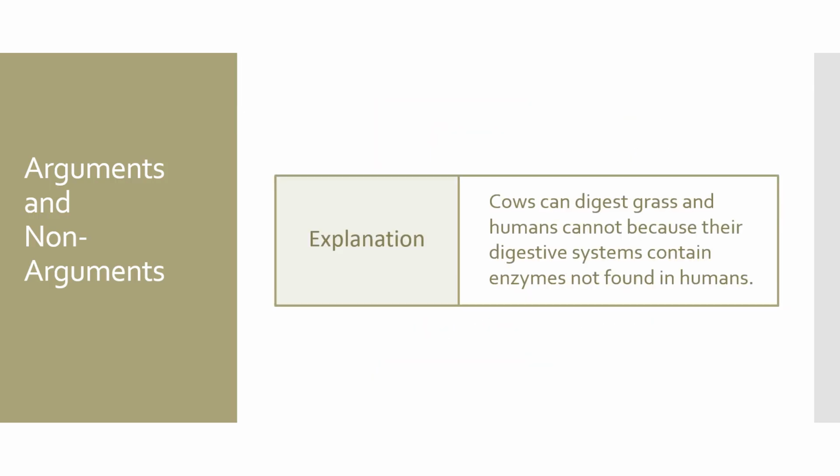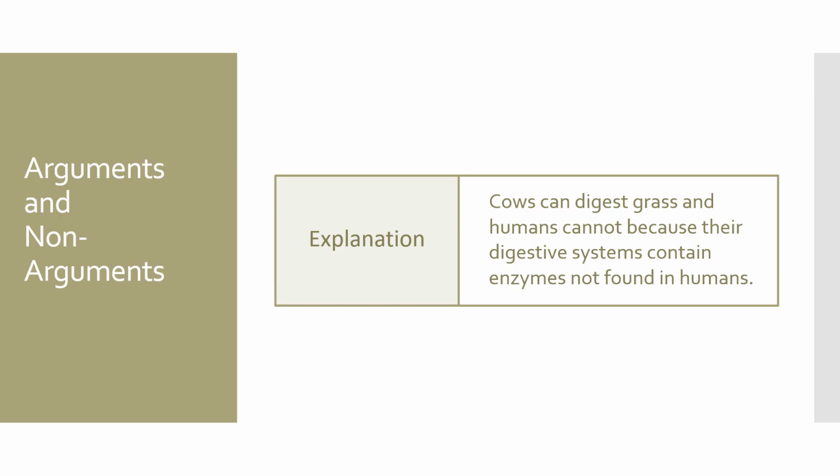So let's look at an example or two of this. Here's an explanation. It says cows can digest grass and humans cannot because their digestive systems contain enzymes not found in human beings. Now notice in this particular case, it's pretty clear that there's not much room for dispute or confusion about the explanandum. Cows can digest grass and humans cannot is an obvious fact that I'm guessing everybody in this class and everybody you know is well aware of.